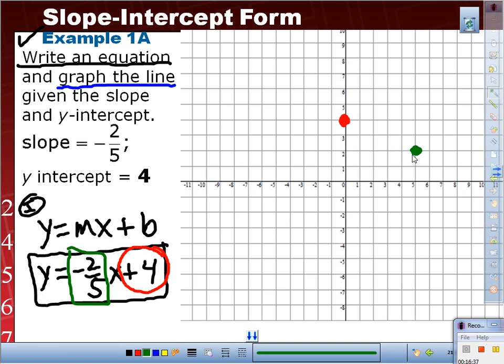There's my point. Now, since it's a straight line, guess what? There should be another point away from this one, the same slope. Is that correct? So watch. From here, I'm going to use the slope again. How many steps down? 1, 2. How many to the right? 1, 2, 3, 4, 5. There's another point. Right there, I can actually use that and graph my line going through those points. And there it is. Copy that, please.